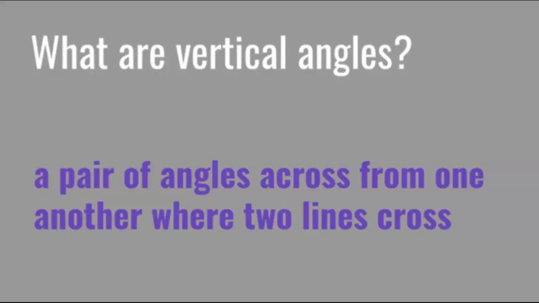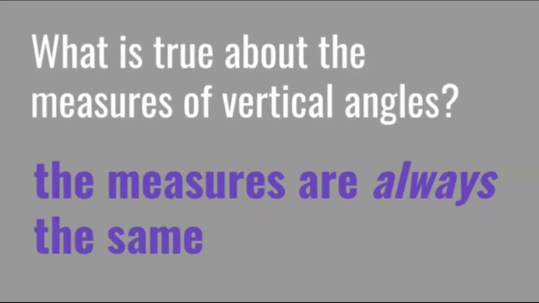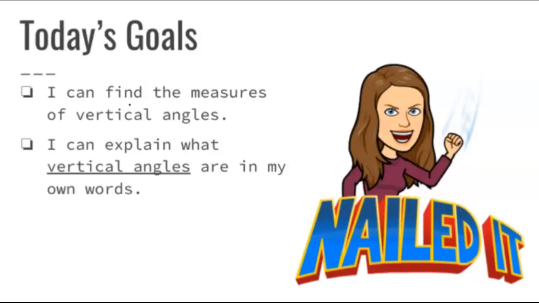That's true! So if you were asked what are vertical angles, you would want to say a pair of angles across from one another where two lines cross, something to that effect. And what is true about the measure of vertical angles? The measure of angles that are vertical are always the same. So today's goals: I can find the measures of vertical angles, and I can explain what vertical angles are in my own words. Nailed it!